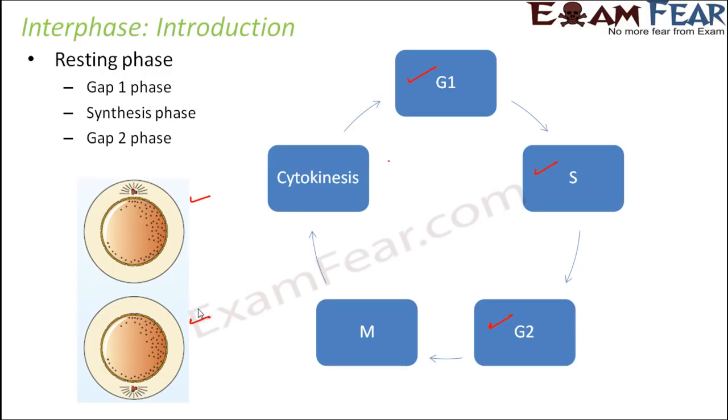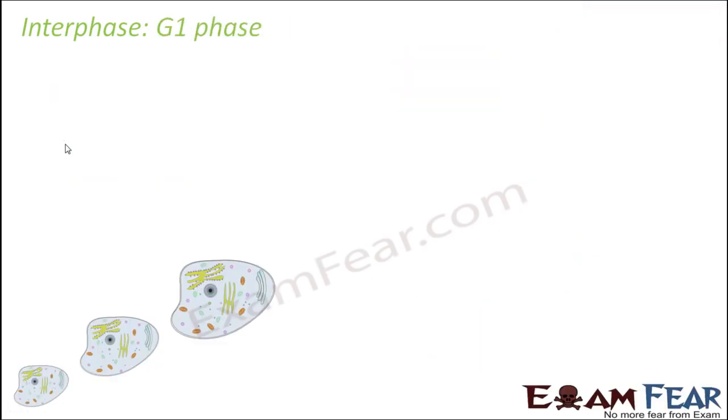So this is also known as the resting phase. Resting phase in the sense that the cell is not dividing. So it is taking rest so that when the dividing stage comes, it can be active to divide. It is divided into three phases: G1, that is gap 1 or first gap phase, S, that is synthesis phase, and G2, that is gap 2 or second gap phase. So let us talk about G1, that is first gap phase.